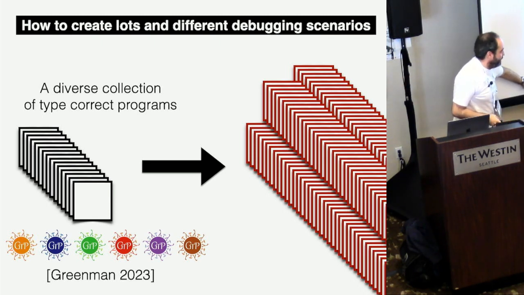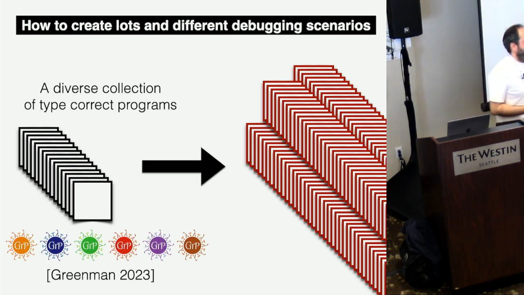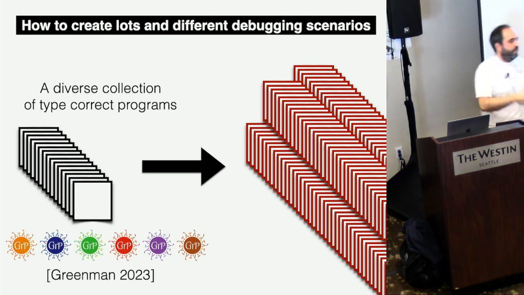Lucky for us, there is a diverse collection of Racket programs, the GTP programs, that are written by different people, for different purposes. They have different numbers of modules and so on. So along a number of metrics, you can say that it's a pretty interesting set of Racket programs. And then we hope to turn those into a bunch of interesting debugging scenarios. So how are we going to do that?